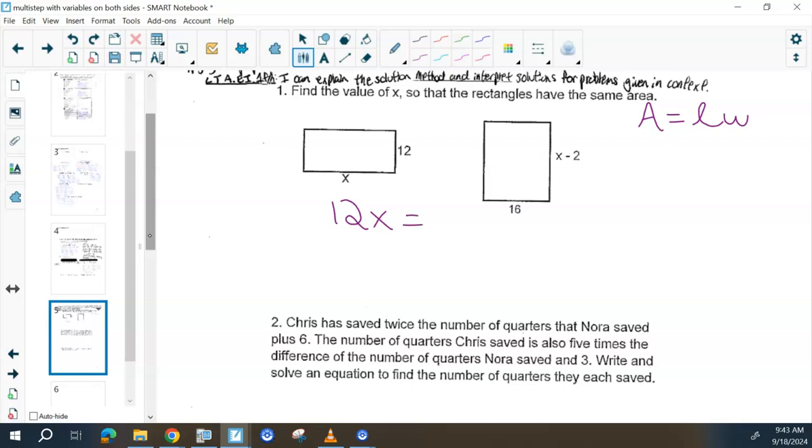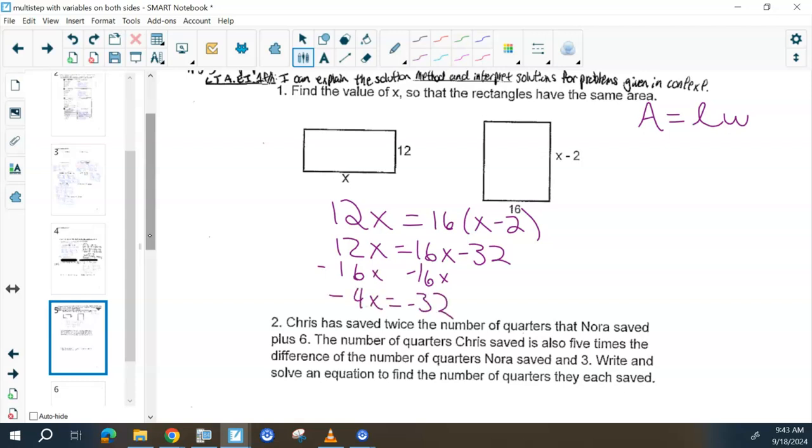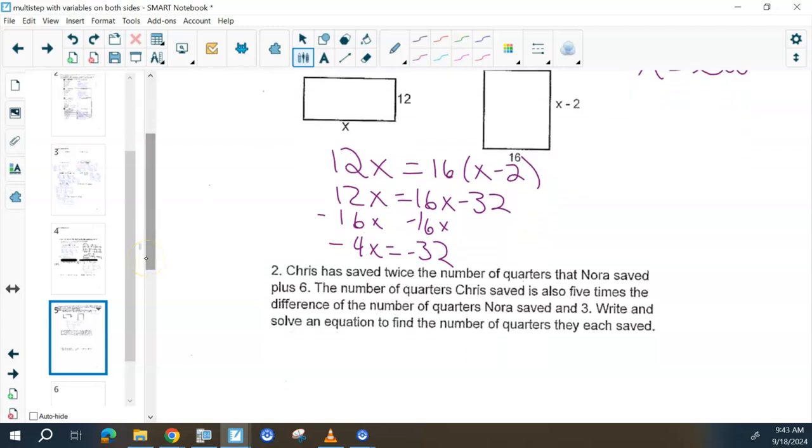By distributing, I could move the 16x over, and divide both sides by the negative 1.